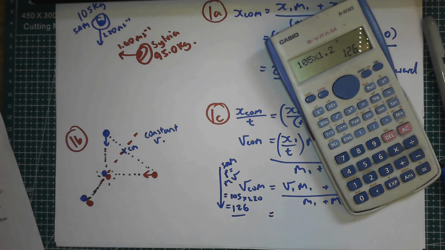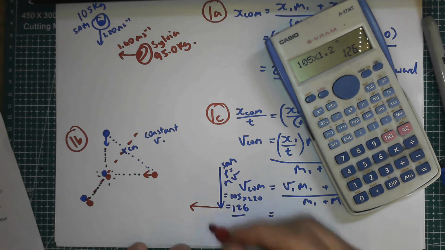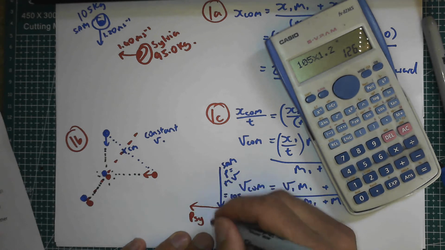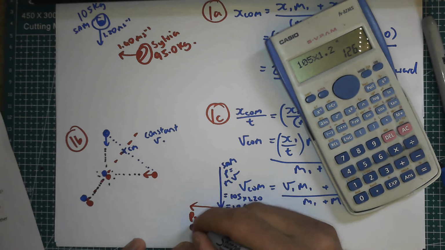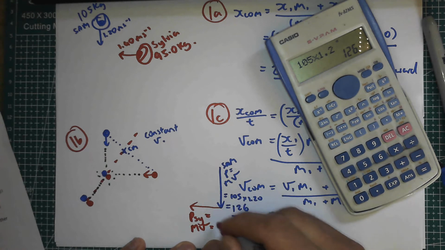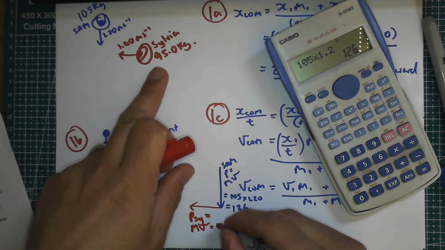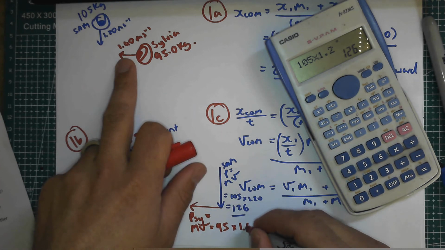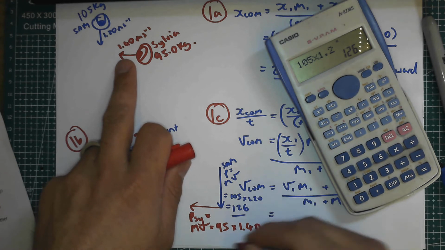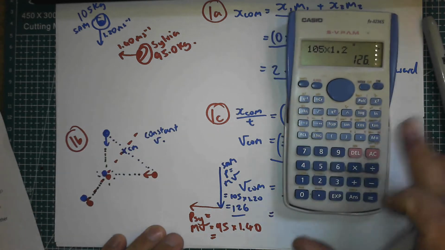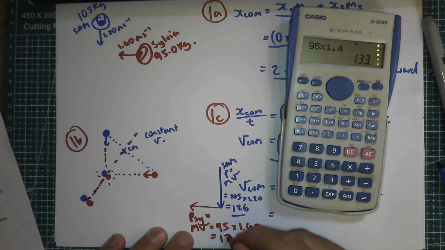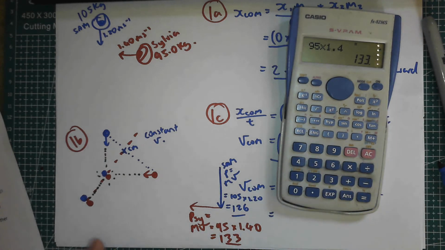We're going to add to that the momentum of Sylvia, P psi, which equals mass times velocity, and the mass of Sylvia is 95 and her velocity is 1.4. She's really motoring along. So that means we get 95 times 1.4 equals 133 kg metres per second.